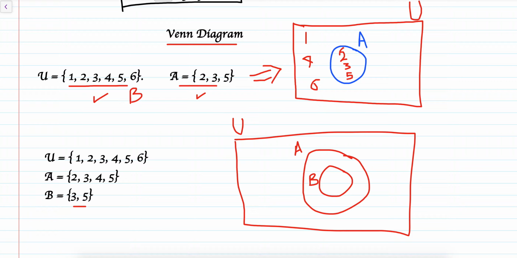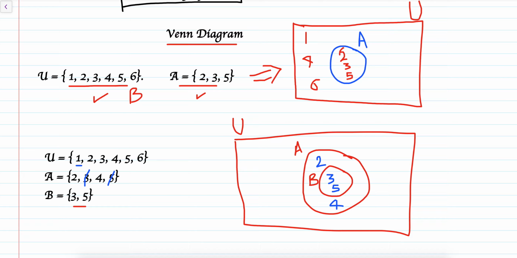Now we have to write the elements. So B has 3 and 5. A has 3, which we have already written, and 5, which we have already written. The remaining elements of A are 2 and 4, which we have not written. So now all the elements of A are inside A, 2, 3, 4 and 5, and all the elements of B are inside B. And now we will see the universal set.